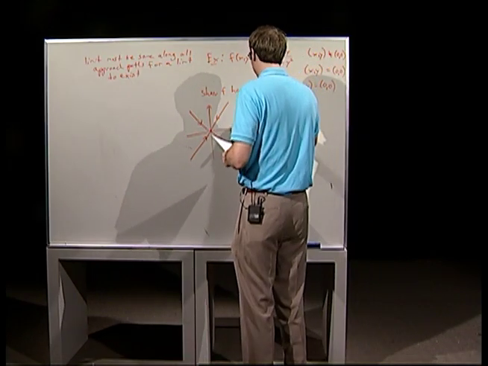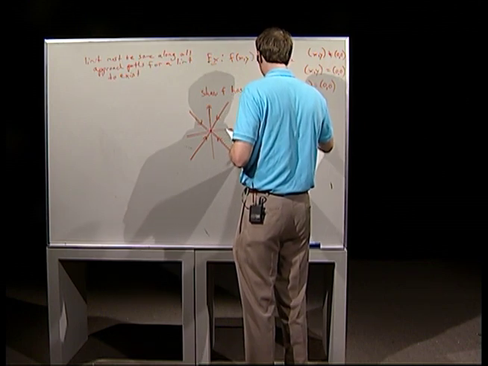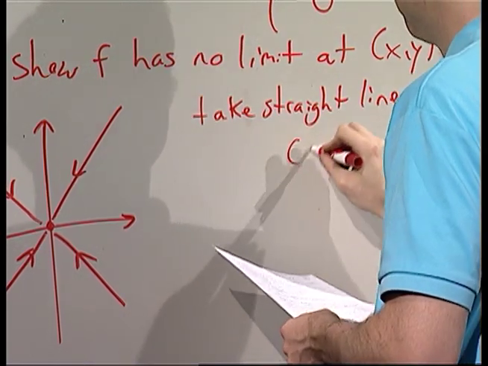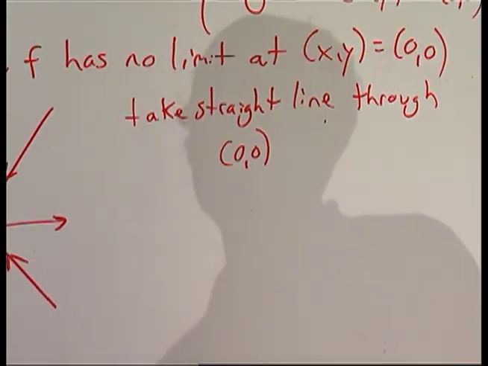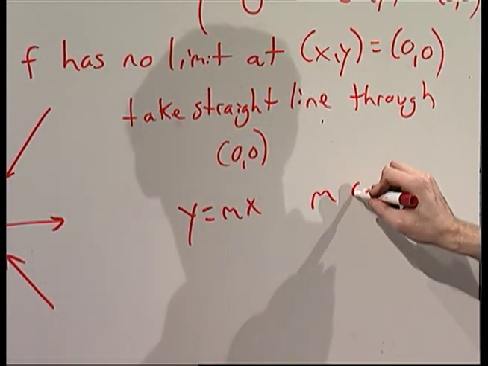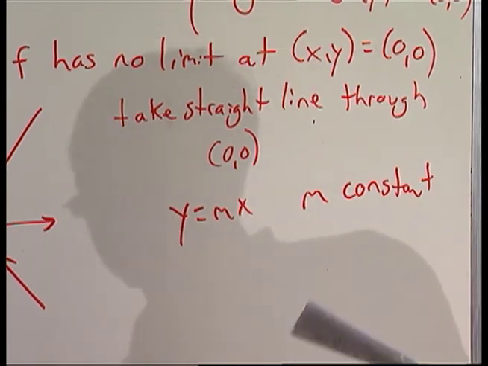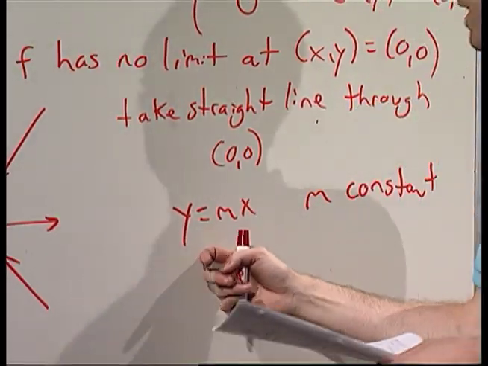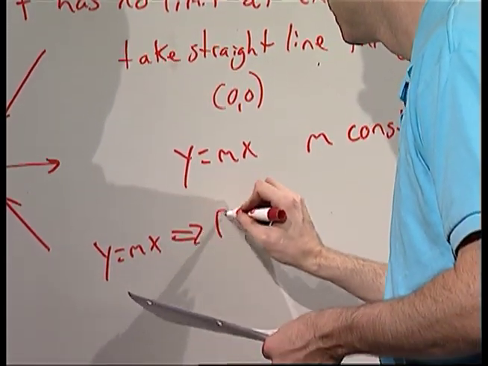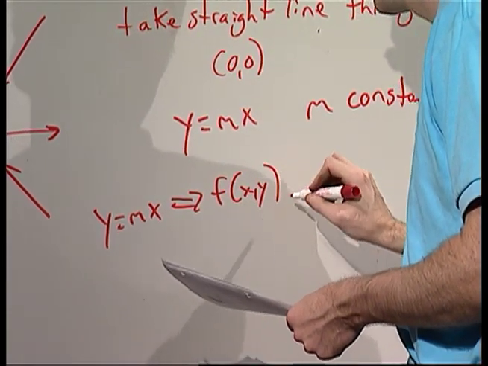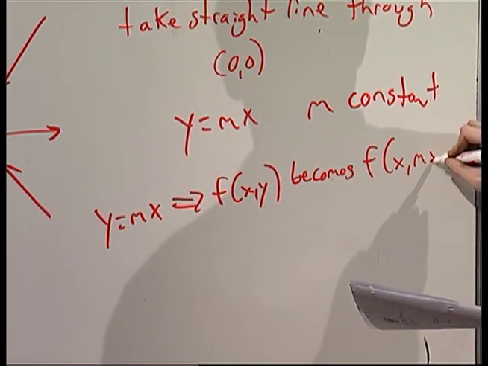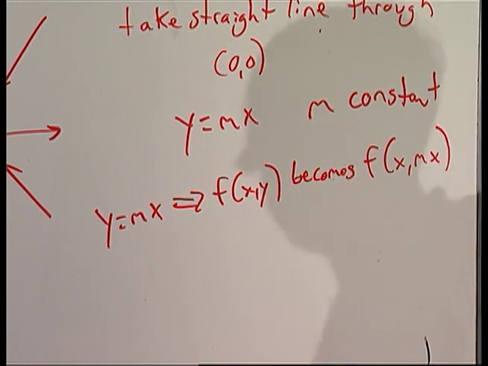So let's take a straight line through (0,0). It has equation y equals mx, where m is a constant. Along this line, what does this function become? Y equals mx means f of (x,y) becomes f of (x, mx).